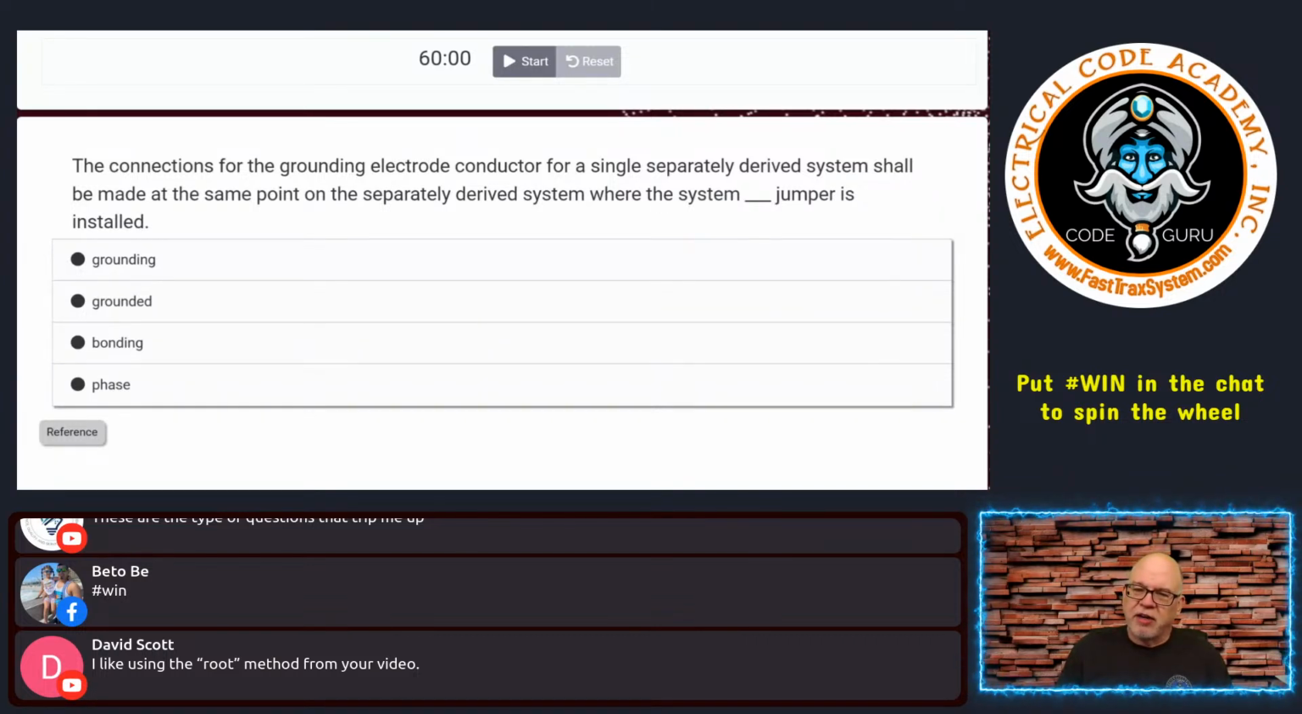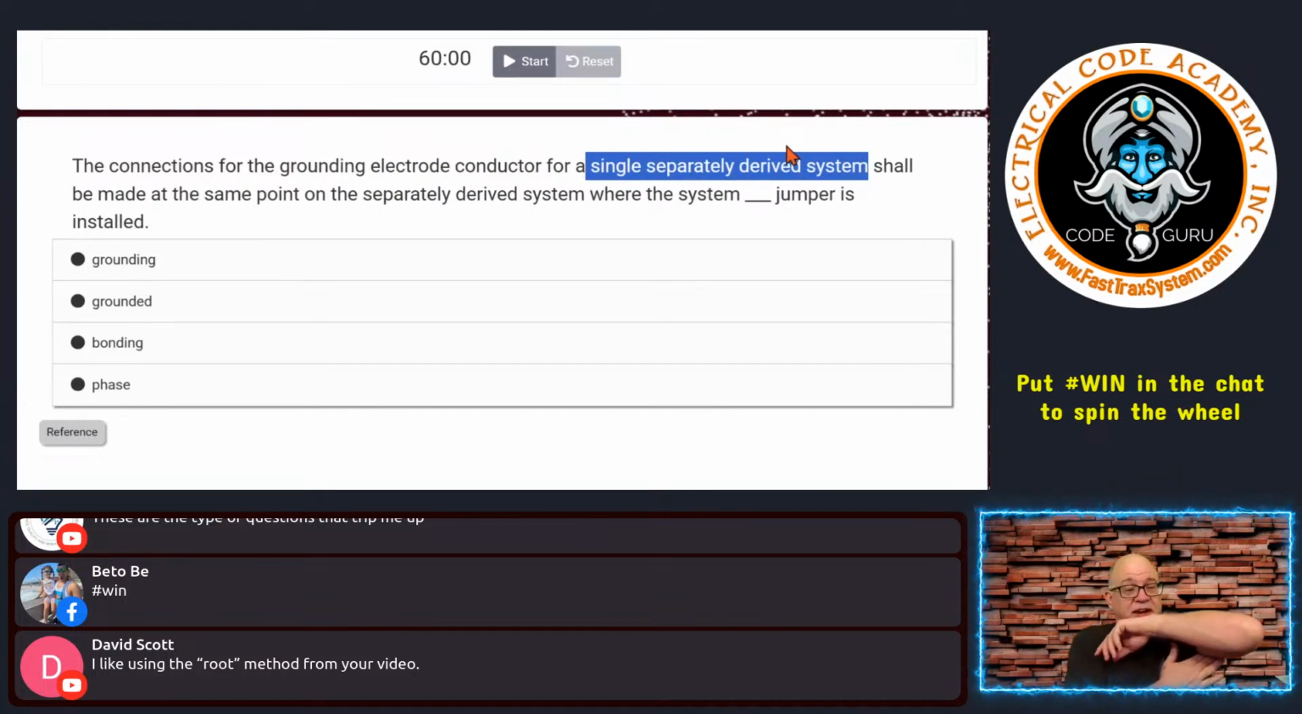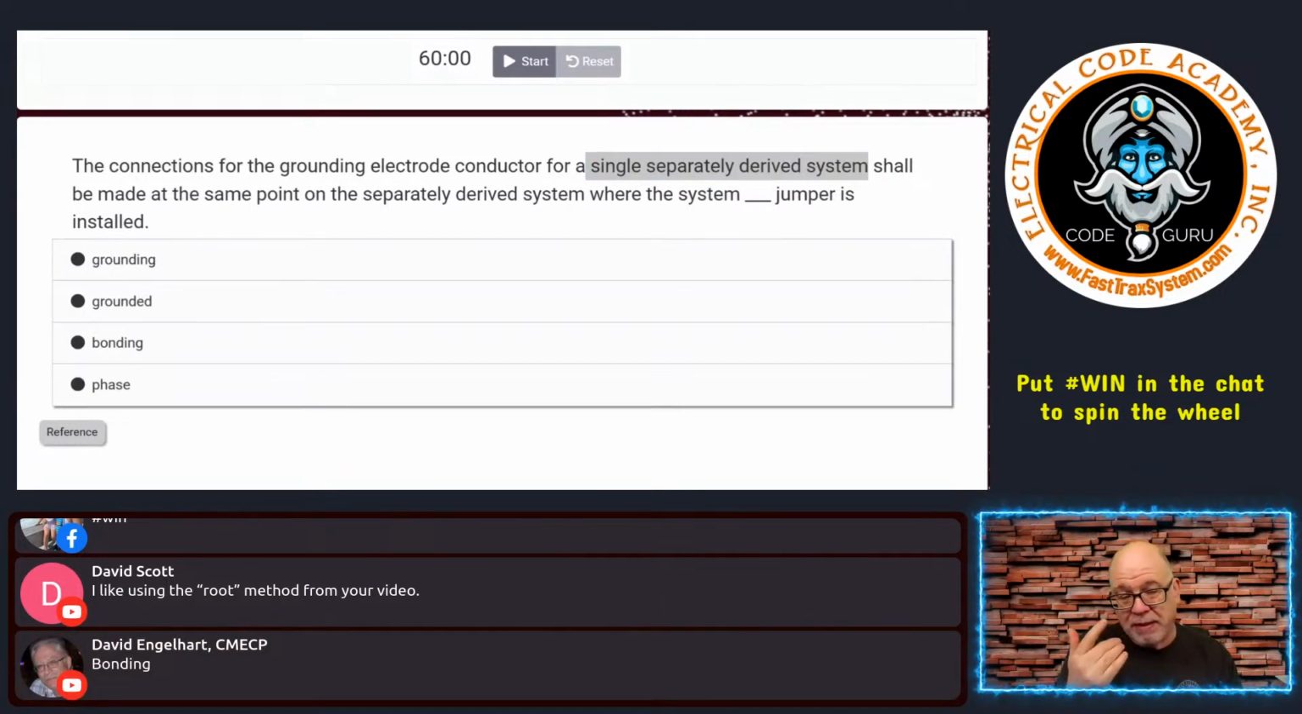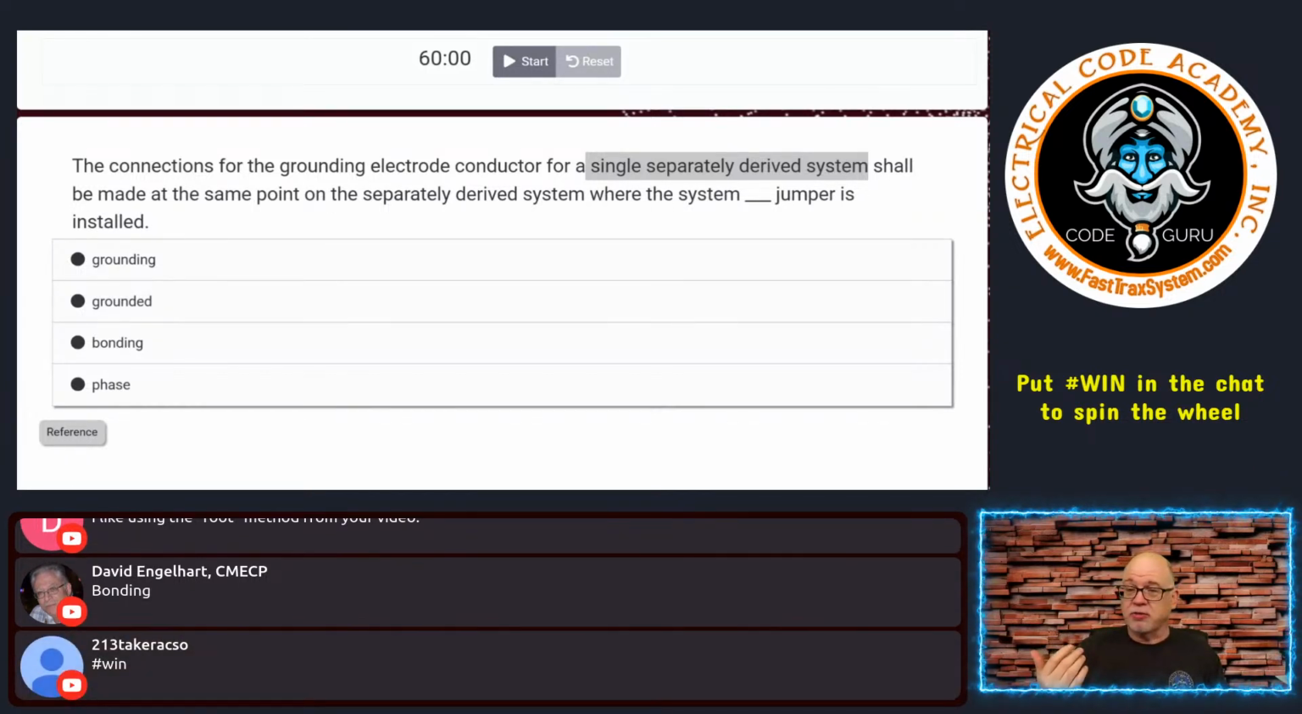So in this question right here, the connections for the grounding electrode conductor for a single separately derived system. So first of all, we identify that this is a separately derived system. Okay. And you and I that are savvy, or maybe have taken our grounding and bonding course, you understand these things and you're like, okay, I know that in Article 250, when it comes to grounding electrode conductors, I know what it is for a dwelling, right? I'm used to 250.66. I'm used to all that stuff for the building.